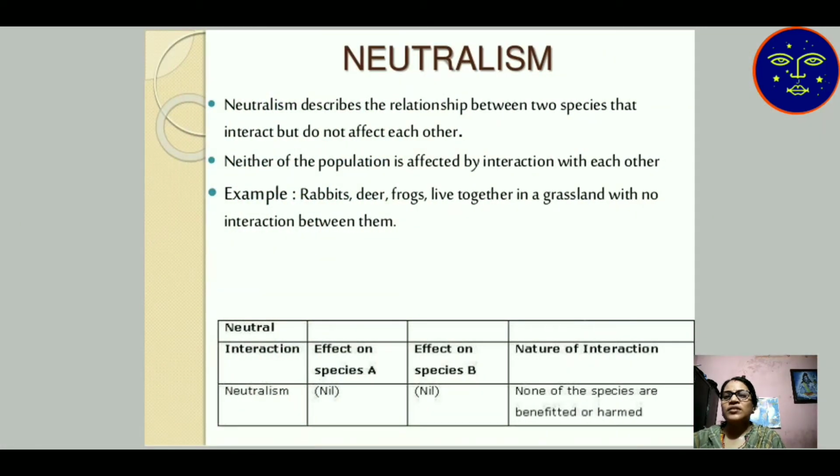First, neutralism. Neutralism describes the relationship between two species that interact but do not affect each other. Two species individually grow in a particular habitat, but they do not affect each other, which is known as neutralism. Neither of the populations is affected by interacting with each other. Example is rabbit, deer, frogs. All live together in a grassland with no interaction between them, which is known as neutralism.